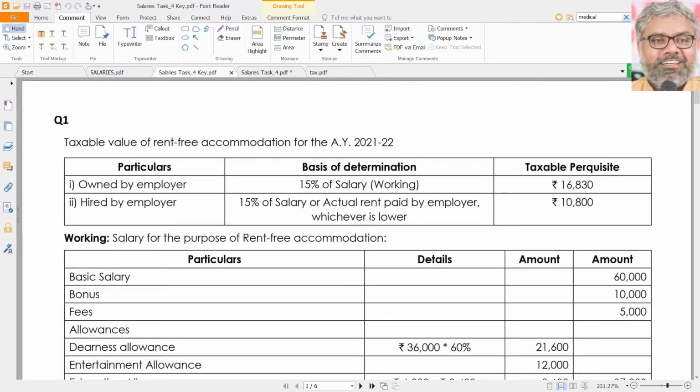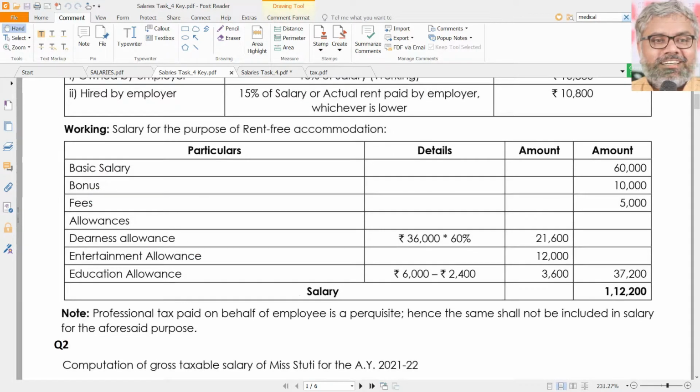Simply, what is salary for the purpose of this is basic salary, that is included. Bonus, of course. Fees, yes. Allowances, in that for dearness allowance, only 60% is included, since that is only forming part of retirement benefits. Entertainment allowance is fully included. Education allowance, to the extent of exemption available, it has to be deducted.